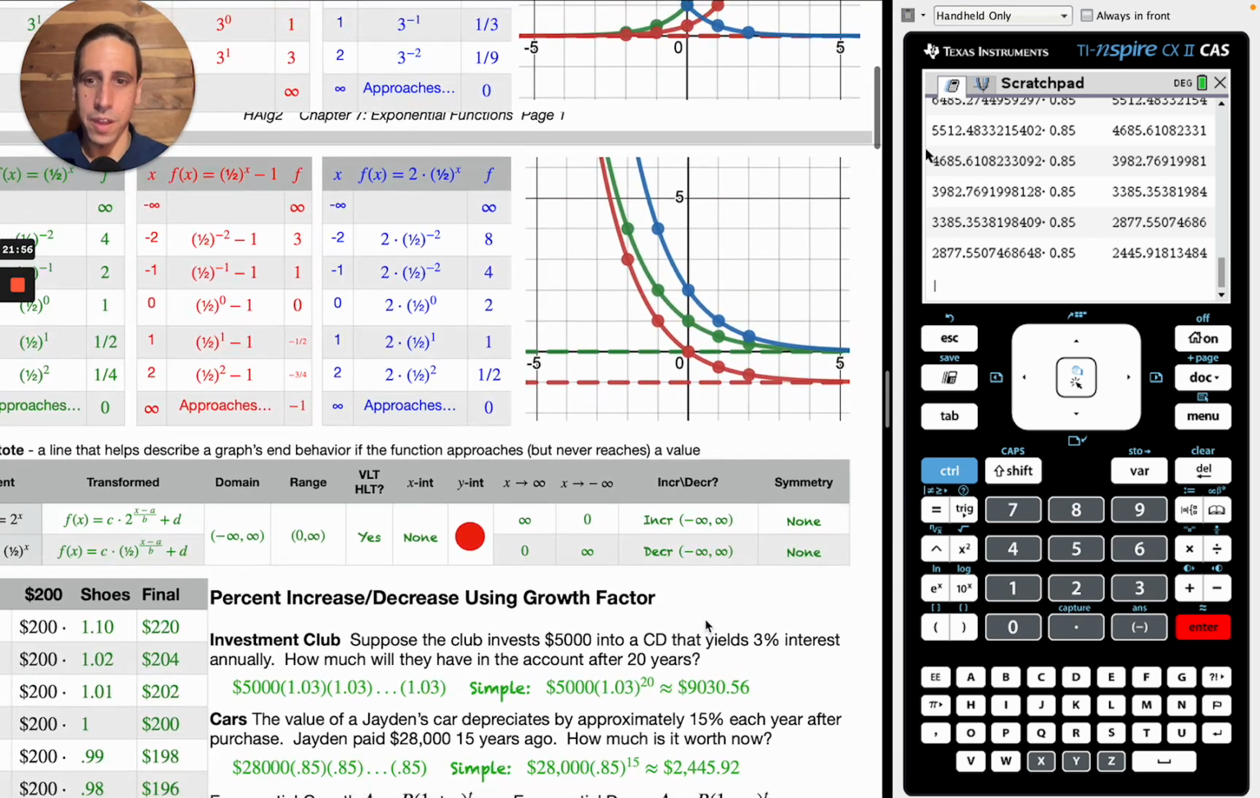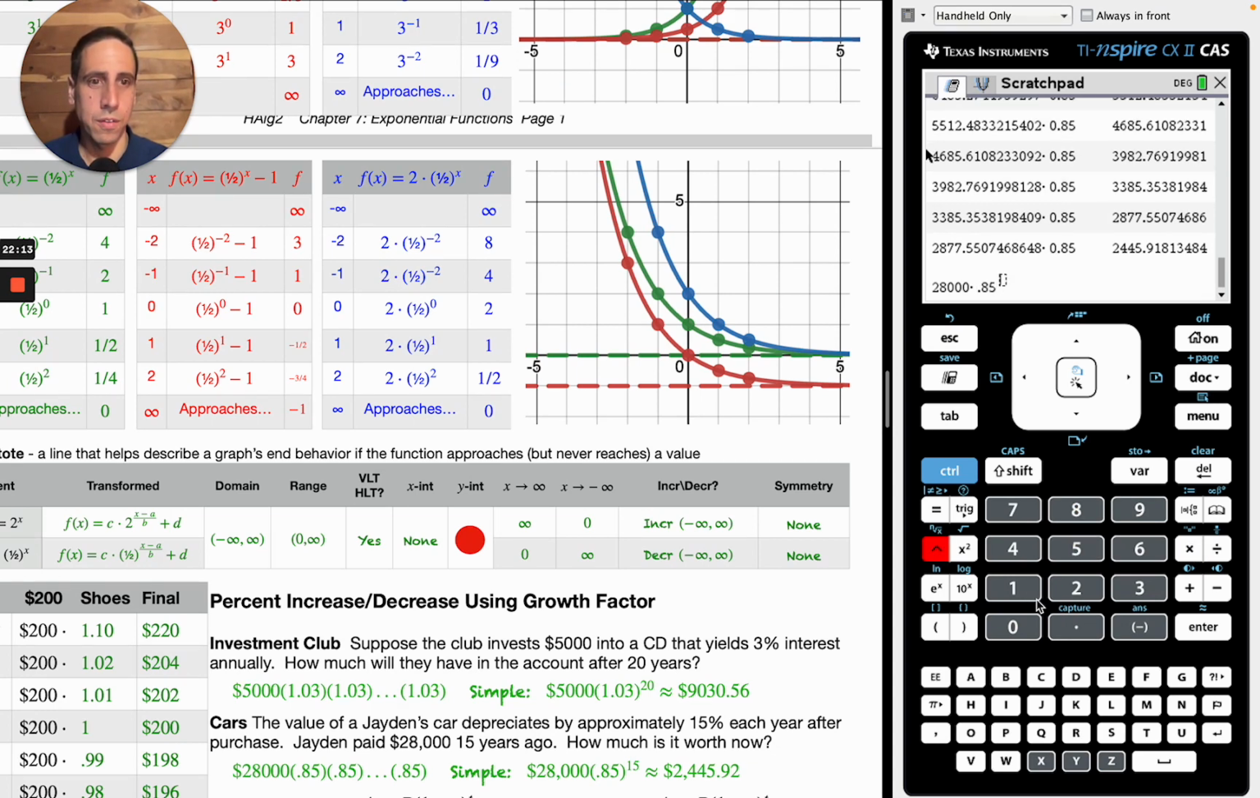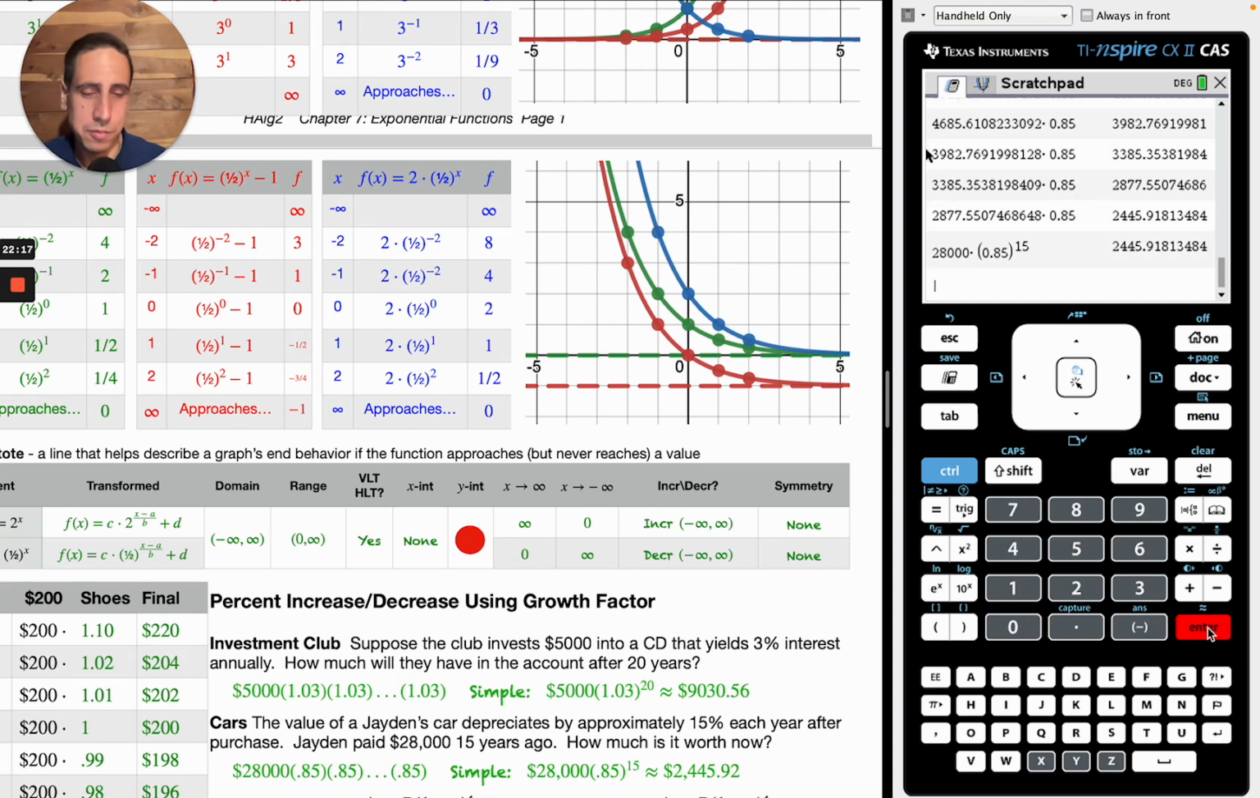So you could do that 15 times, multiply the 28,000 times 0.85, 0.85, 0.85, 15 times. Or if you wanted to, you could just do it in one step, 28,000 times 0.85 raised to the 15. And you get the same number.